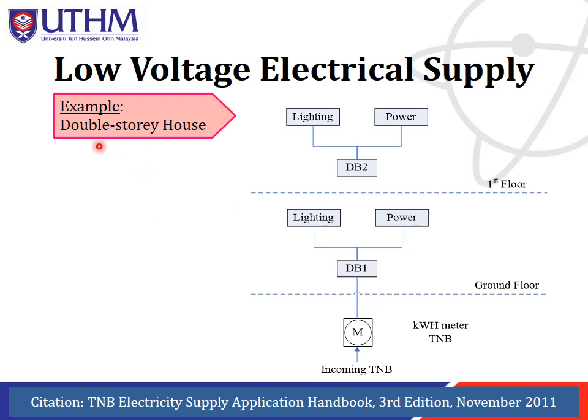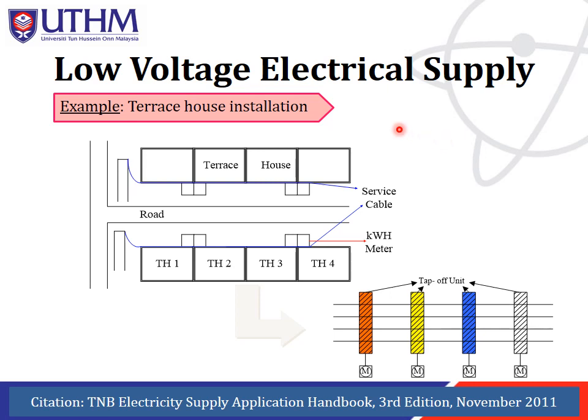Okay, this is the low voltage electrical supply, for example for a double story house. We can see here from the incoming TNB, we go through the kilowatt hour meter TNB, and then from the kilowatt hour meter we go to the first distribution board at the ground floor. From the distribution board we connect to the lighting and also power. And then at the first floor, we have a second distribution board, also connecting to the lighting and power. In real life, it is not only connected to the lighting. Okay, this is the example for low voltage electrical supply for terrace house installation. The kilowatt hour meter is outside the house itself.